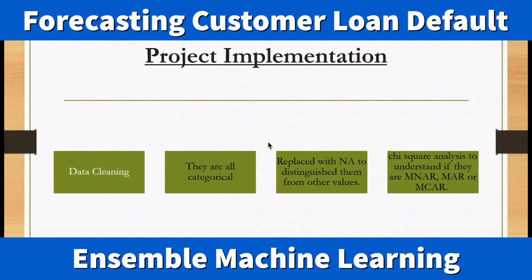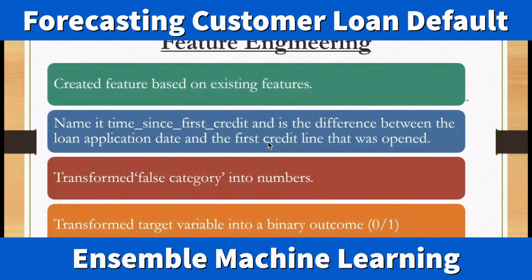For the project implementation, we started by cleaning the data, and there is categorical data. We basically applied NA on the data that were missing, and we also used chi-square analysis to understand if they are MNAR, MAR or MCAR. We're going to explain those in detail with the slides coming up.